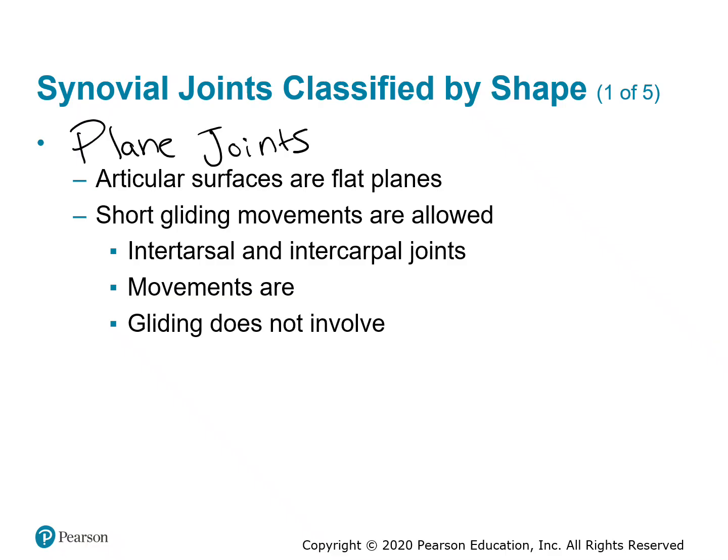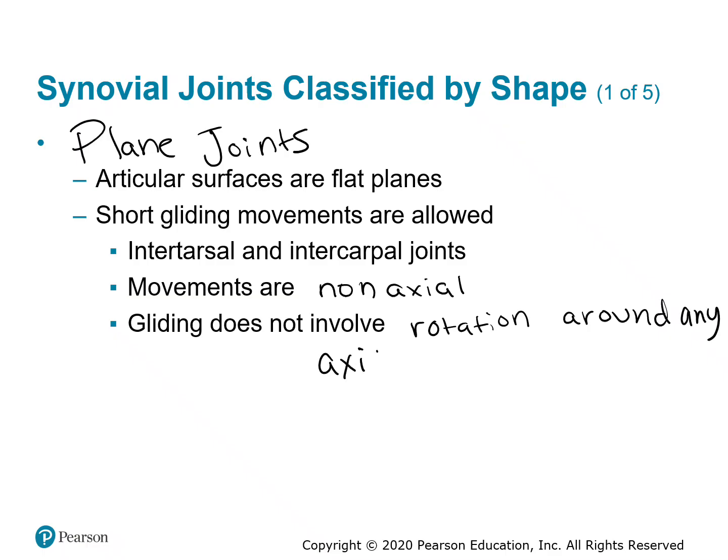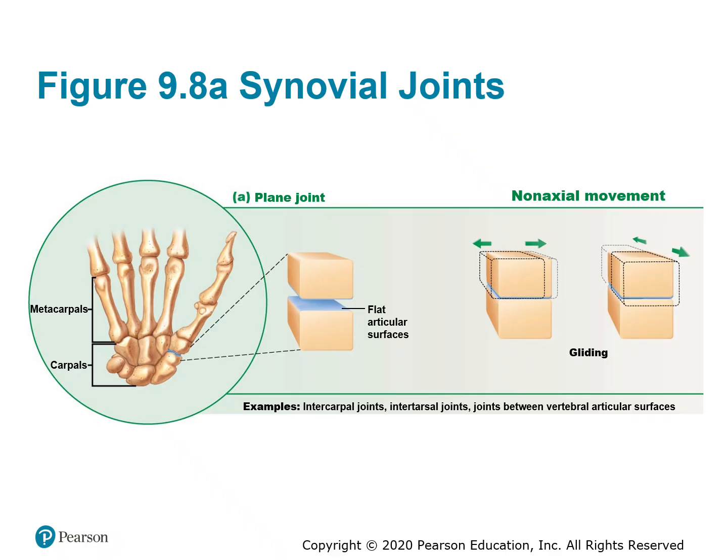And those movements are non-axial. They do not revolve around an axis. Your plane joints are going to be your flat joints. Non-axial. Plane joints are non-axial. They glide.